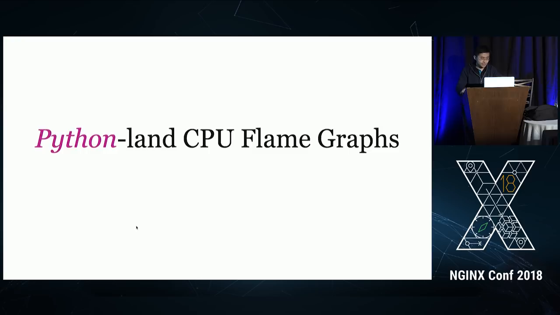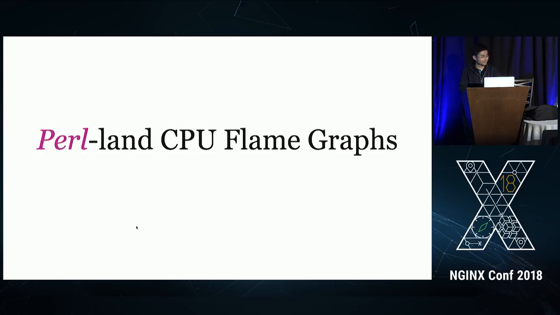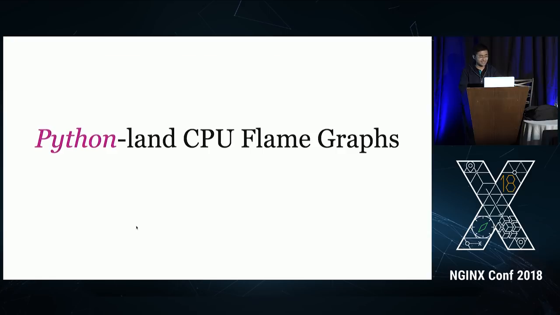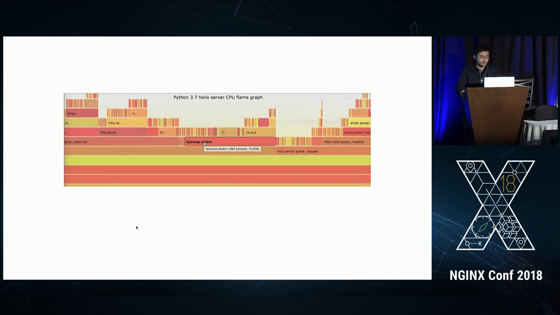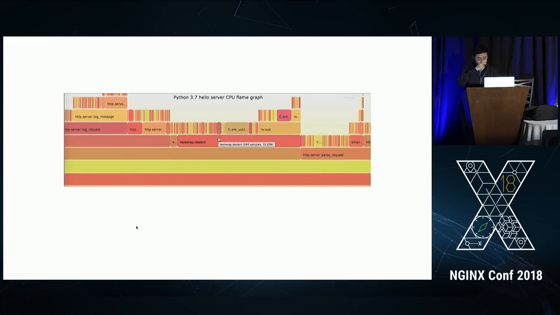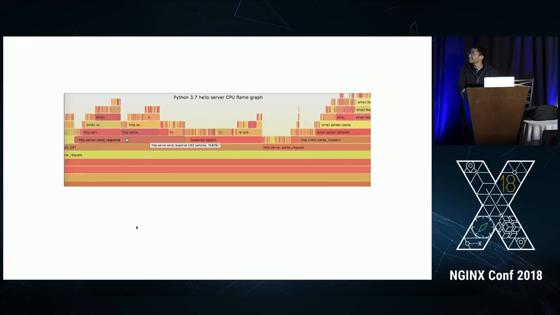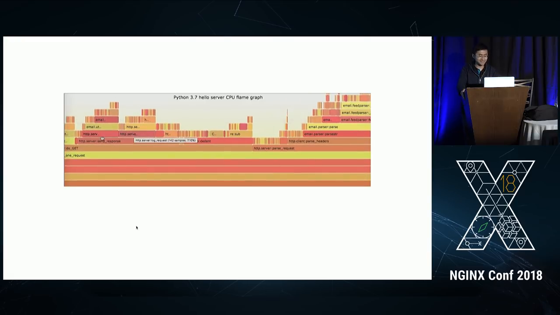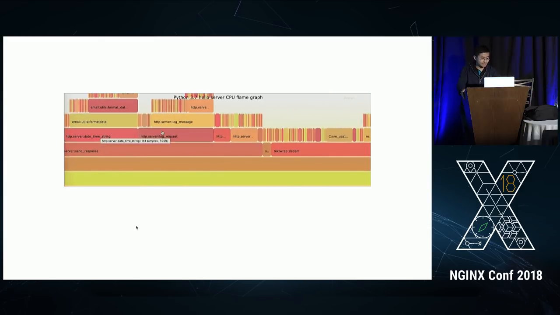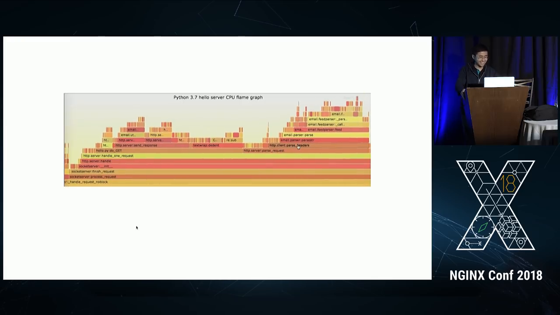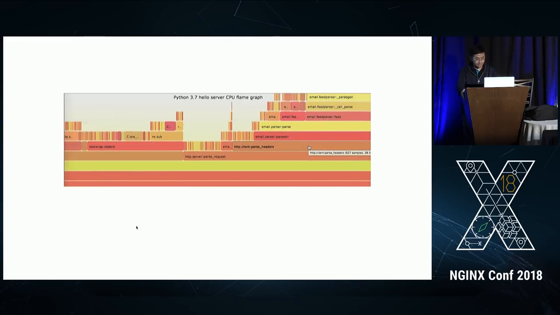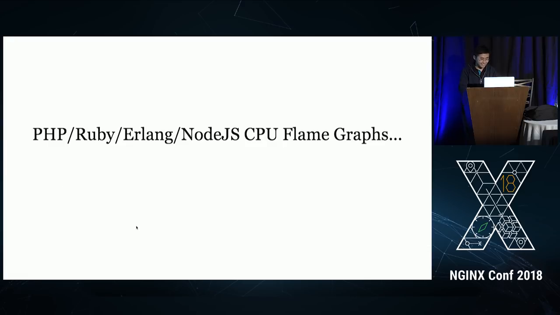Okay. And also we have Python land CPU flame graphs very easily. The Perl land flame graph only took me less than 600 lines of code, and the Python one takes like 500 lines of code, so it's very simple. And we can get the Python level flame graphs. For example, in this simplest Python HTTP server, we can see the dedent method of the textwrap module taking a lot of CPU time, which is a surprise actually. And also the date formatting is taking a lot of time. Obviously, it's not optimized. So this server is way slower than NGINX, like more than 10 or 20 times slower. Oh, I have to be quick. Sorry. And we can also have PHP, Ruby, Erlang, Node.js CPU flame graphs in the same way.